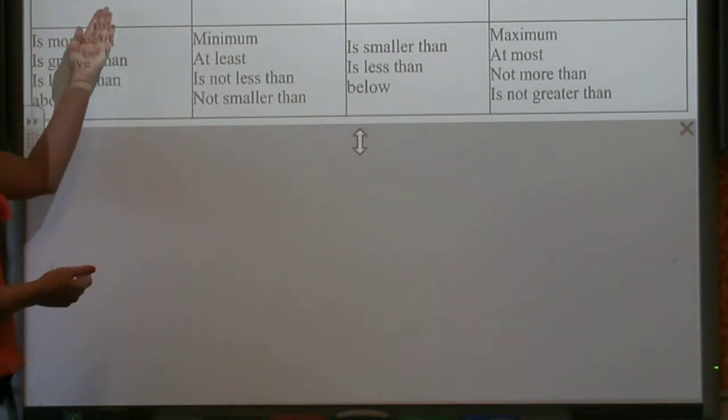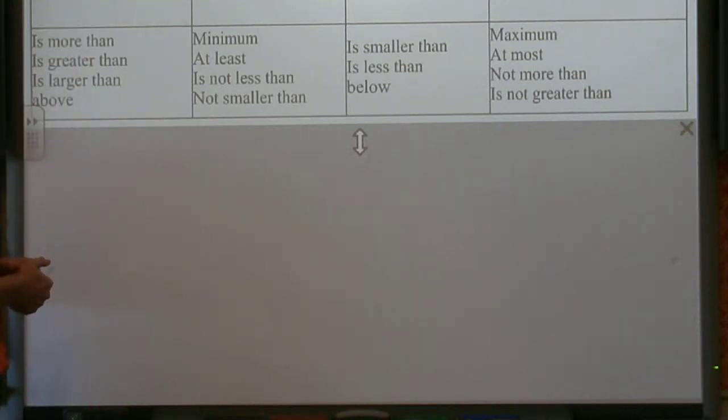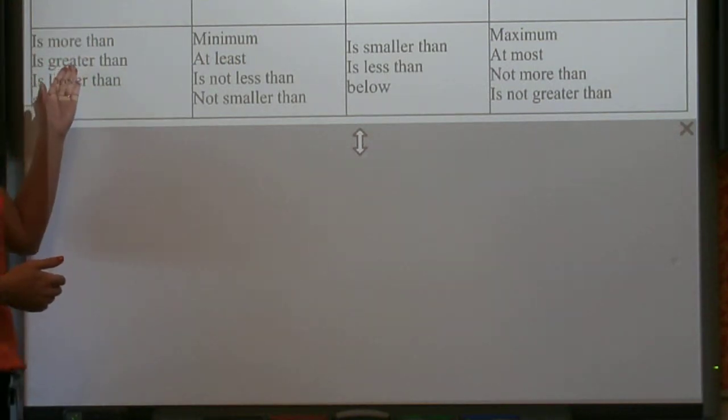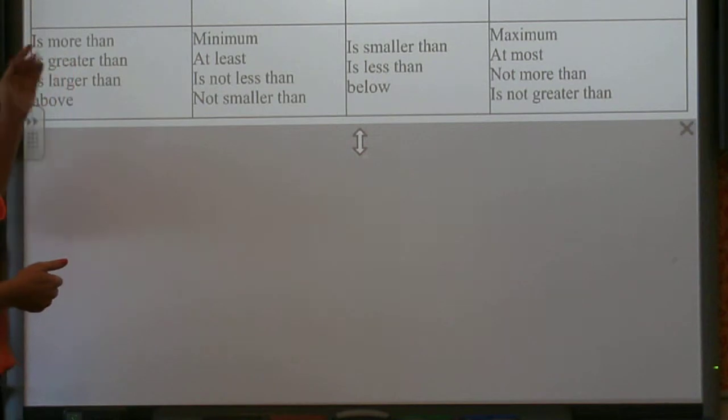For example, this symbol is our greater than symbol. We know that a key term is greater than. Also, we could have the key term is more than. We could have the key term is larger than or above.